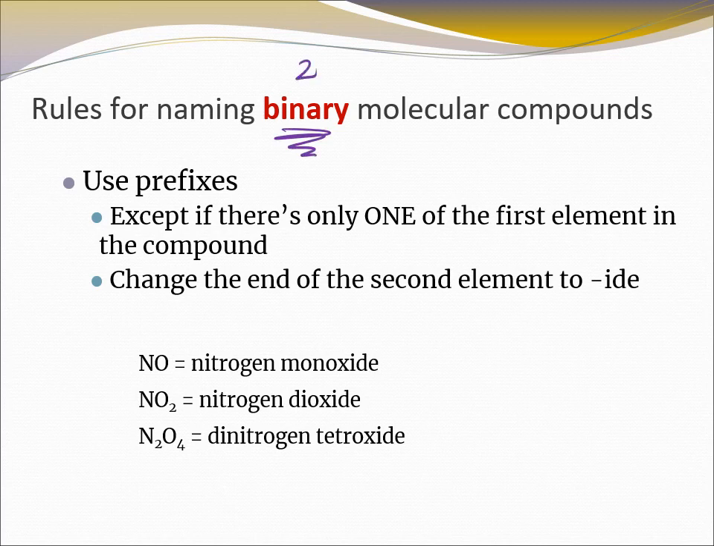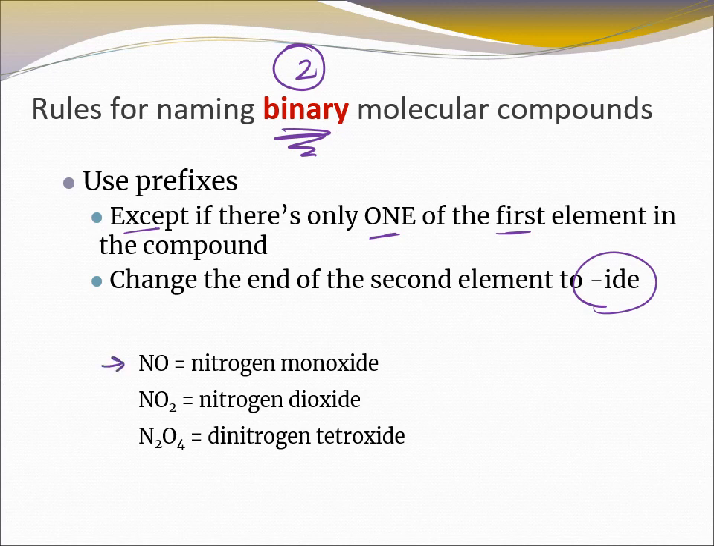So our rules for naming binary molecular compounds. Binary means 2, my friends. We only have 2 elements, 2 nonmetal elements only in these compounds. We're going to use prefixes, except we're not going to use a prefix if there's only one of the first element in the compound. The second element will always get a prefix, and we're going to change the end to "ide," and those are all the rules.